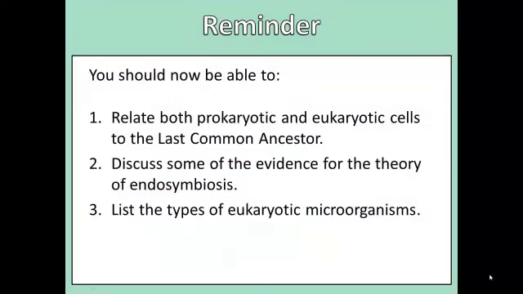That's it for the glorious history of the eukaryotic cell. Yay, us! You should now be able to relate both prokaryotic and eukaryotic cells to the last common ancestor, discuss some of the evidence for the theory of endosymbiosis, and list the types of eukaryotic microorganisms.